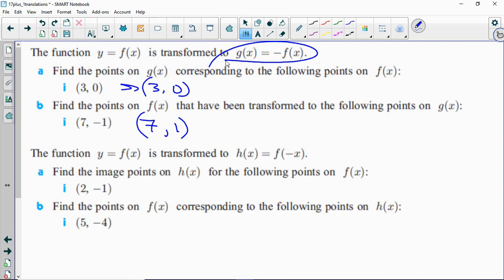Down below, we have a horizontal reflection. So we've got 2, negative 1. Where is that going to go? When we flip horizontally, it's going to go to negative 2, negative 1. The y value stays the same, just the x value changes. And what point would have reflected to land on 5, negative 4? Well, that's negative 5, negative 4.